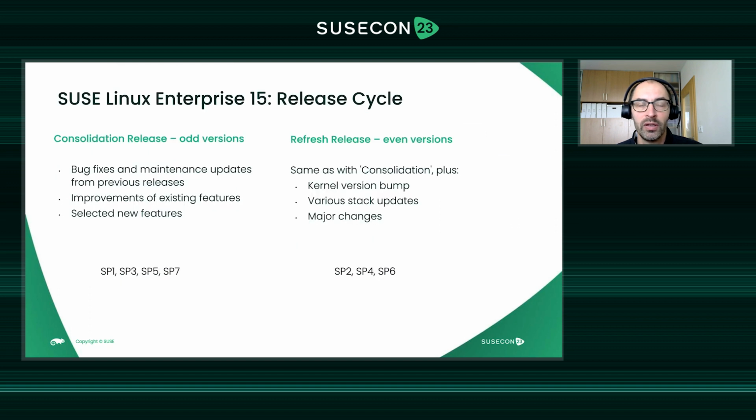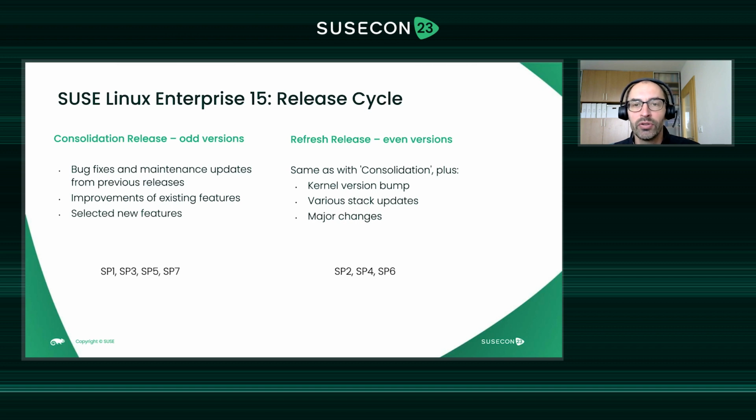The SLE 15 release cycle is divided into 2 kinds of service packs. We do have consolidation releases. Those are the odd versions. Those tend to be a bit smaller, aimed at bug fixes and updates consolidation. However, we also do implement new features as we deem fit. So SP5 will be a consolidation release, so it will be a bit smaller than SP4, but it will come up with a lot of updates and new features anyways.